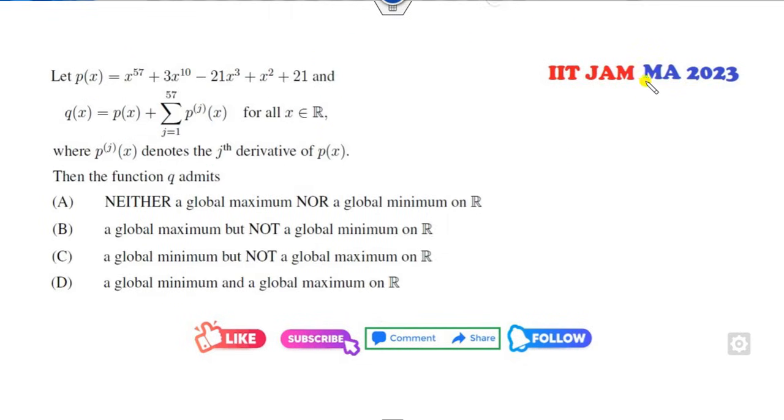Okay, look at this another one. It's a 2023 problem. Q of x has maxima and minima. The problem looks very complicated, but trust me, it is one of the simplest ones. What is the meaning of this? Q is p of x plus p^j, where p^j denotes the jth derivative of p. That means the first derivative, second derivative, third derivative, and so on up to the 57th derivative.